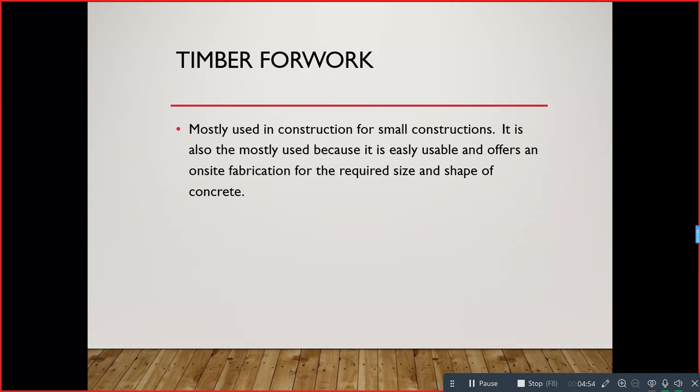Let us discuss more about timber formwork. Timber formwork is mostly used in construction for small constructions. It is also the most used because it is easily usable and offers on-site fabrication for the required size and shape of concrete. So we know it is very easy to get timber, and that is why it is mostly used on construction sites.